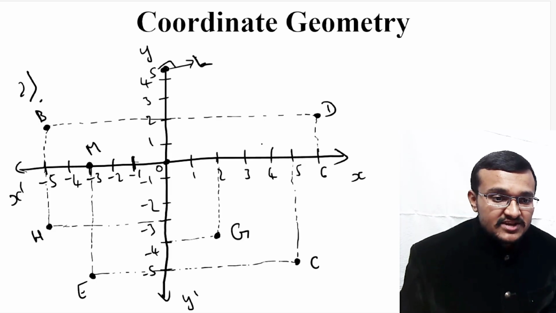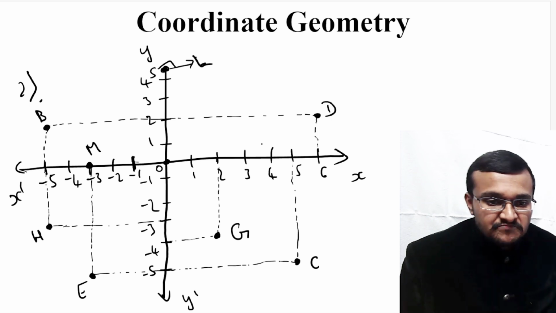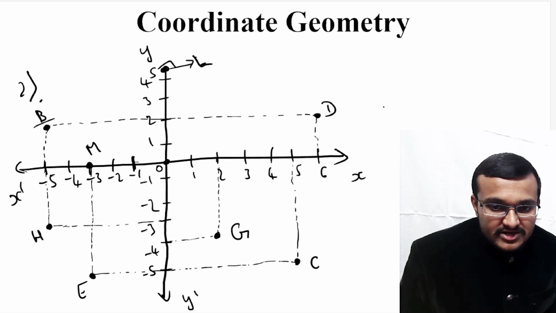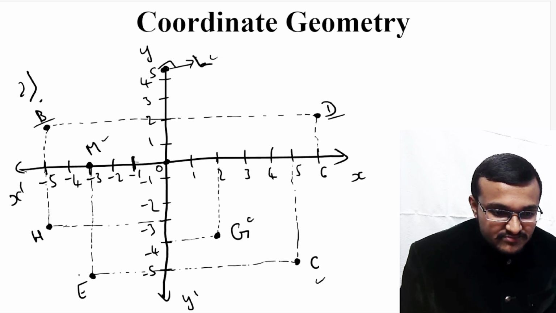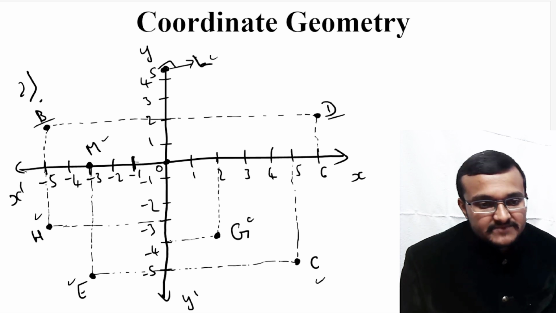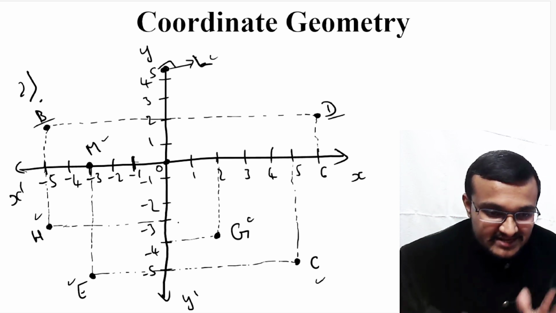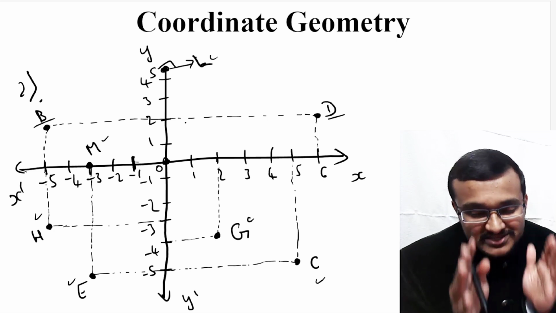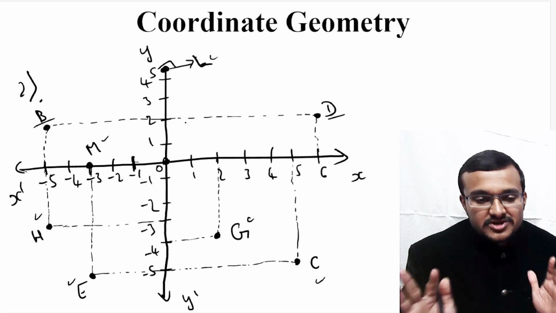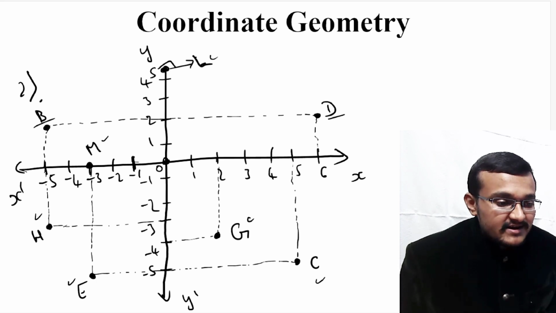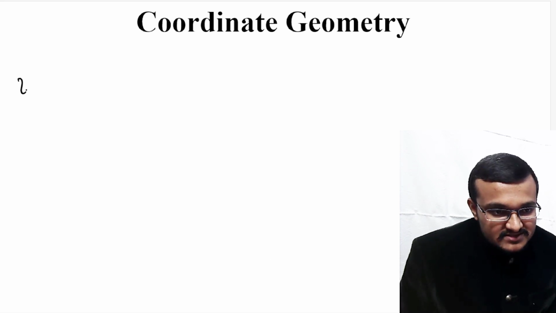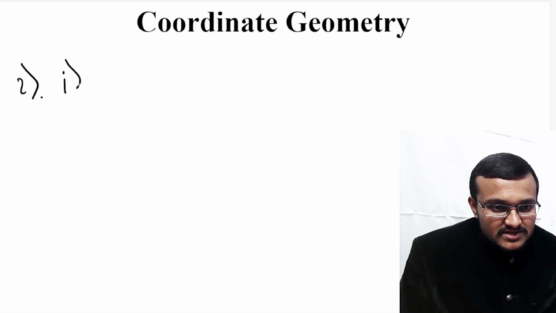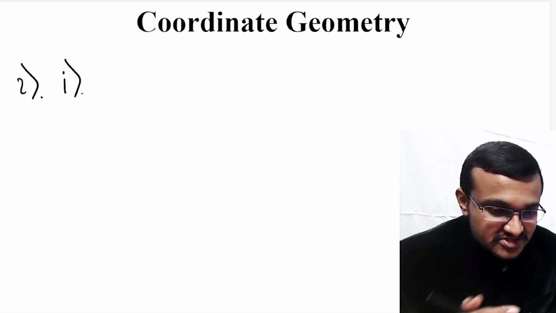Coming to the second question, here you have this particular XY plane. On this XY plane, you have different points: B, D, M, L, C, G, E, H, and at last you have the central point, that is O. Based on this diagram, you have different questions in this second question. Now we will look into the questions in the second question one by one.